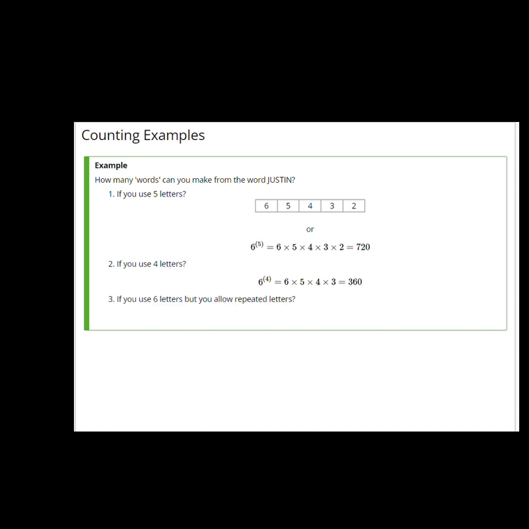Suppose you use all 6 letters, but you allow repetition. In this case, the answer is 6 to the power 6, or 46,656.